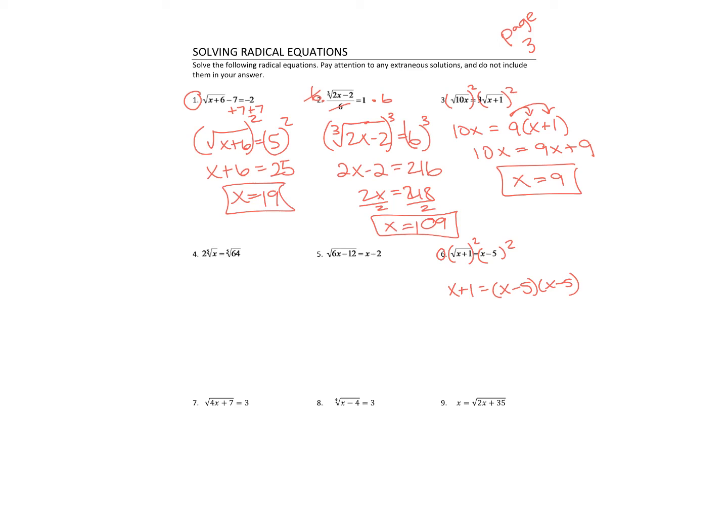You don't have to write that, but you need to remember that. So you're going to do either your box method or your FOIL, and you're going to get x squared minus 10x plus 25. So now, anytime you get something quadratic, meaning it's got an x squared and an x, you need to set it equal to 0 so you can solve it.